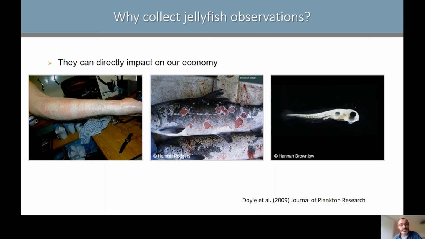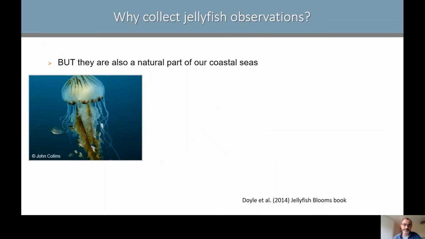And then there's some species of jellyfish that feed on fish eggs and fish larvae. So it's really important that we understand the distribution of jellyfish and the diet of different types of jellyfish to see how they're impacting on our fisheries, which we depend on. But jellyfish are also a natural part of our coastal seas.